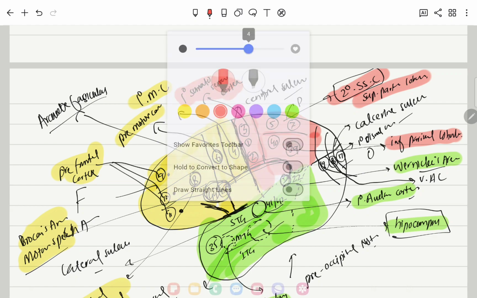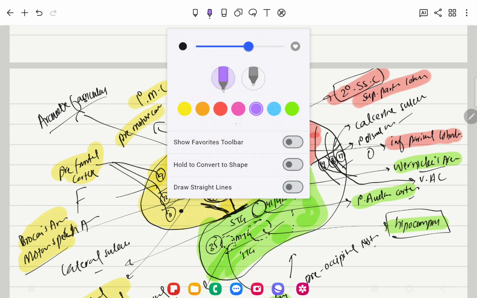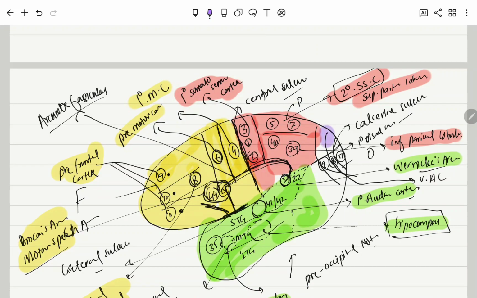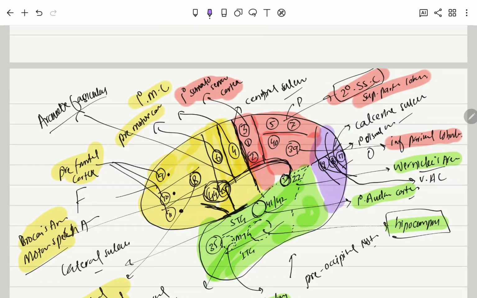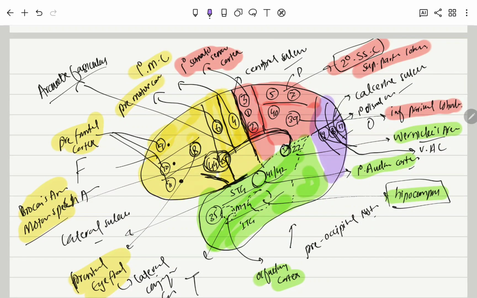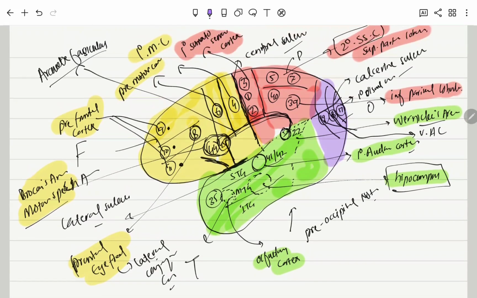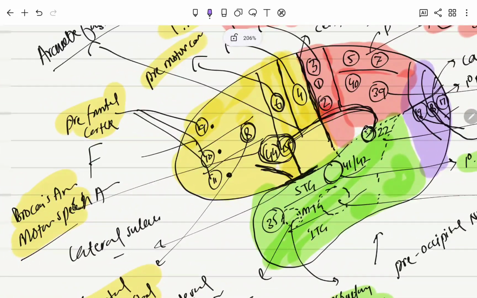Okay, so this one, 17, 18 and 19, is the occipital cortex, right? So there are many other areas, I'm just highlighting these main areas. We're going to discuss each of these. So let's discuss the prefrontal cortex. What are the functions of the prefrontal cortex, right?